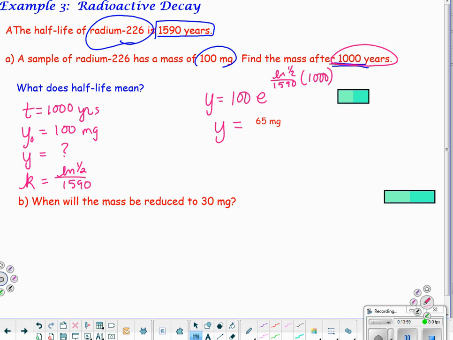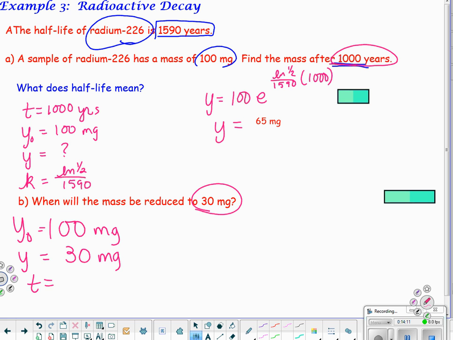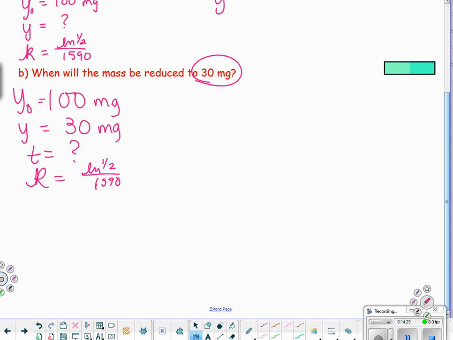When will the mass be down to 30 milligrams? Well, let's talk about our starting amount being 100 milligrams. Our ending amount then would be 30 milligrams. Time is what we're trying to find, and we still are having that same k value because we're still working with that radium-226. All right, so we've got our critical pieces, and we just put them into our equation.